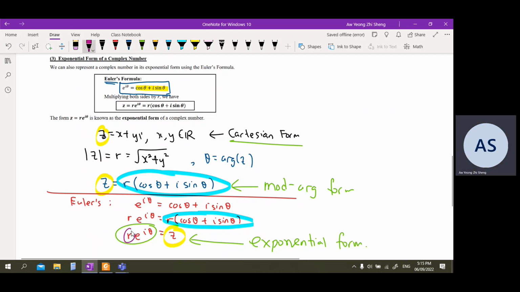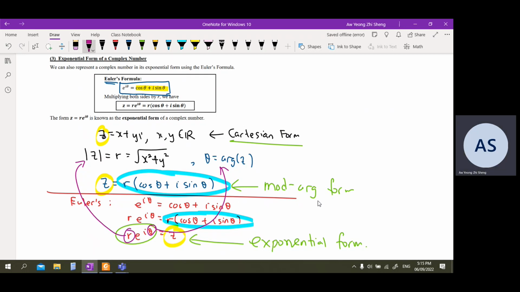So what is this r here? It is still the modulus of z. And what is this theta here? It is still the argument of z. So the meaning of r and theta in the exponential form is the same as the meaning of r and theta in the modulus argument form.